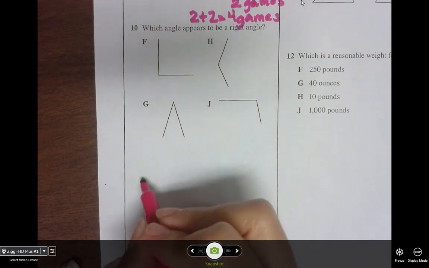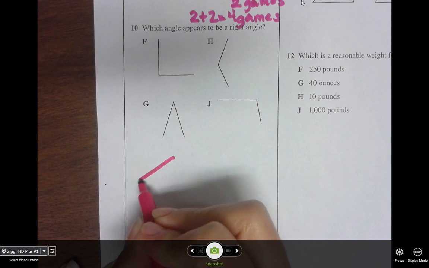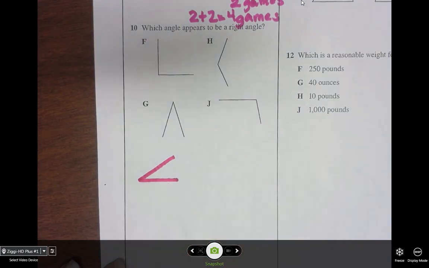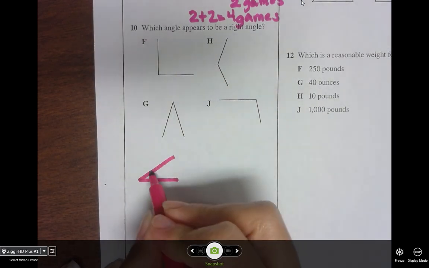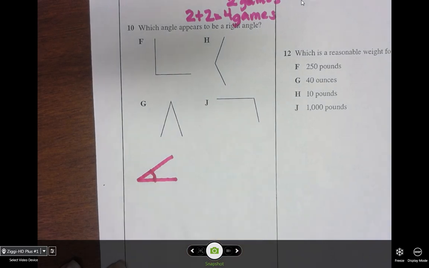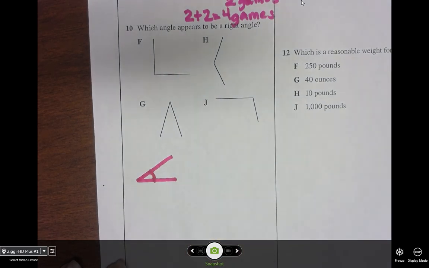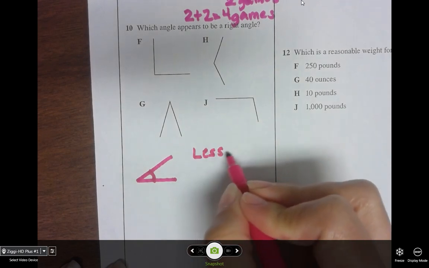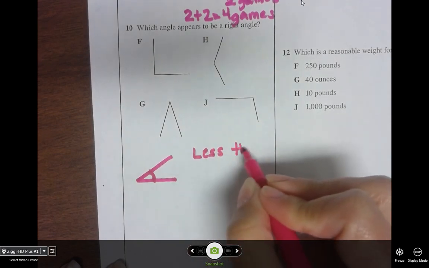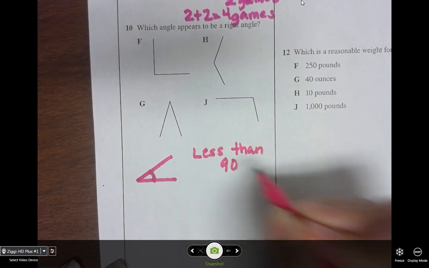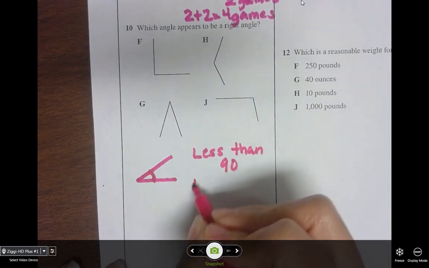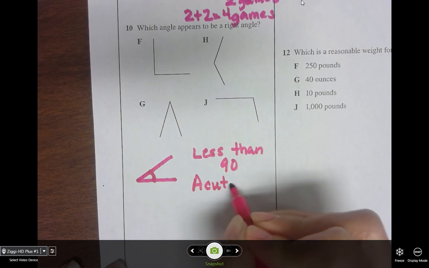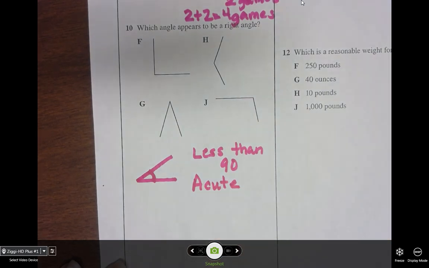So the first one is an acute angle. Is that what an acute angle looks like, Miss Williams? It sure is. So we're talking about that spot right there, correct? Right, the corner. So an acute angle always equals less than 90 degrees. Less than 90. And you said that was called an acute angle. That sounds pretty familiar from this year. Right. It's a cute little angle.